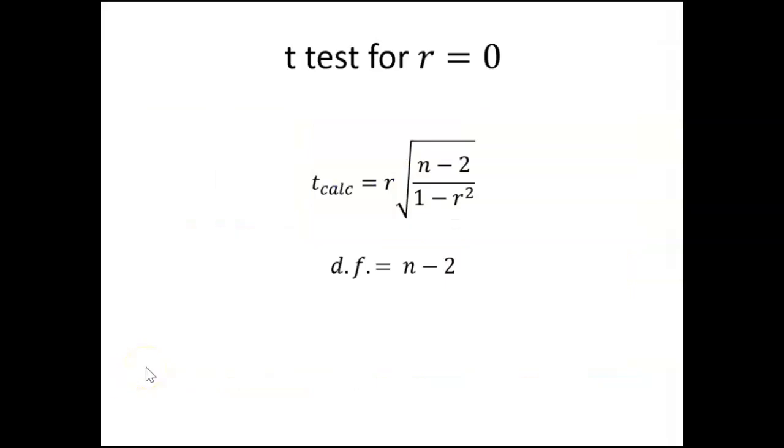So there is a t-test for the correlation coefficient. And the t-statistic is equal to the correlation coefficient multiplied by this term under the radical. So n is the sample size minus 2, and that's the degrees of freedom, and then you divide that by 1 minus the correlation coefficient squared. And this t-statistic would be compared to a t-critical value to determine if the correlation coefficient is statistically different from 0.